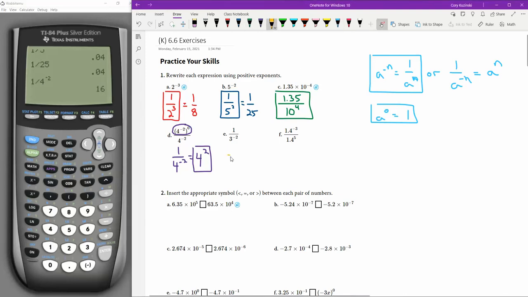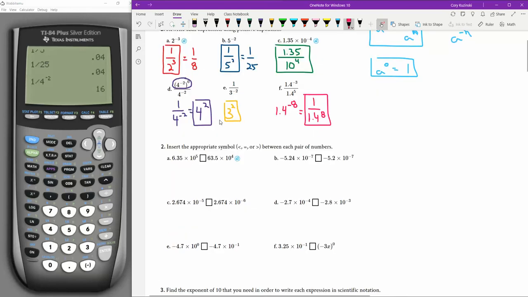Furthermore, this one is 3 squared, or 9. And this one, they have the same base, so I think I'll subtract their exponents. Negative 3 minus 5 is negative 8, but that would be 1 over 1.4 to the positive 8th. Again, I don't like the decimal in a fraction, but that's what we're doing: practice your skills. We're just trying to get the basic ideas down.